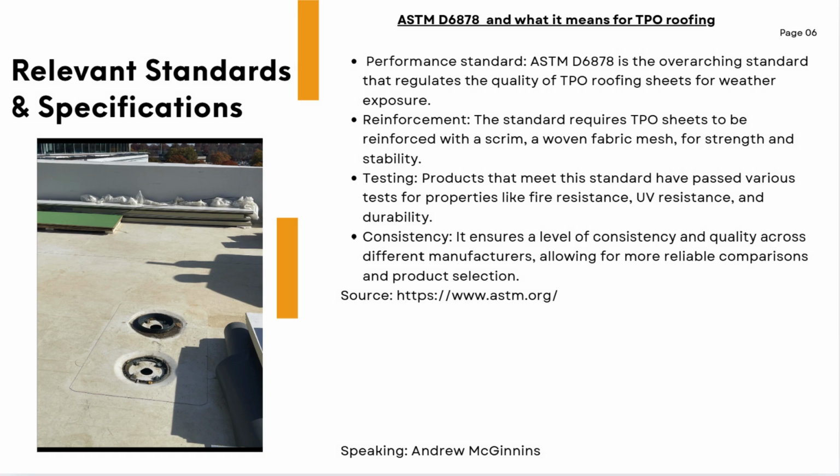There are always standards and specifications that must be met on the job site. The main one for TPO roofing is ASTM D6878. This is the main performance standard that manufacturers must meet for TPO membranes. It sets requirements for how well the material holds up to weathering, UV exposure, and general durability. It also requires the membranes to be reinforced with a scrim, a woven fabric mesh that adds strength and stability.